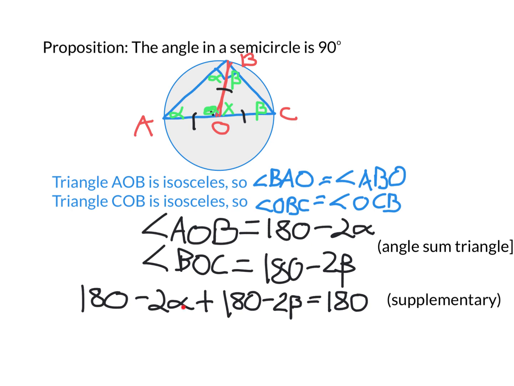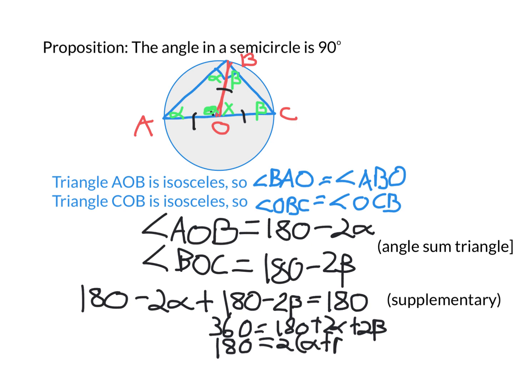So we can simplify this equation here. What we can do is add 2 alpha and 2 beta to both sides. 180 plus 180 is 360. So 360 is 180 plus 2 alpha plus 2 beta. All I did to each side of the equation was add 2 alpha and 2 beta, and I also simplified that 180 plus 180 is 360. So subtracting 180 from both sides, I get 180 equals 2 alpha plus beta.